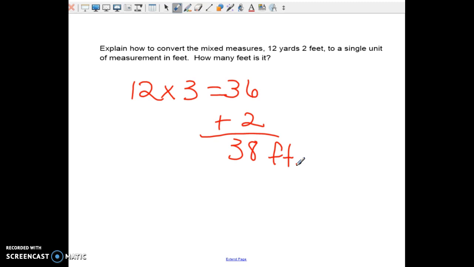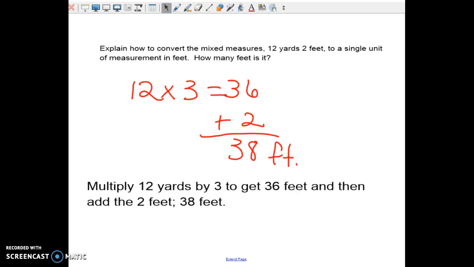Now, I'm going to write that in words. So we multiplied 12 yards times 3 feet to get 36 feet. Then we added our 2 feet to get altogether 38 feet. So multiply 12 yards by 3 to get 36 feet, and then add 2 feet. Then our answer was 38 feet.